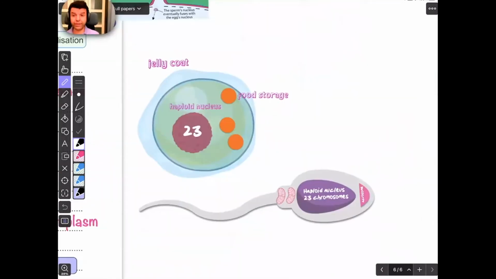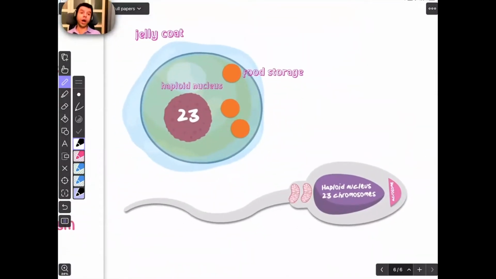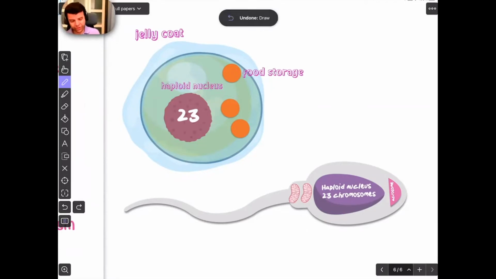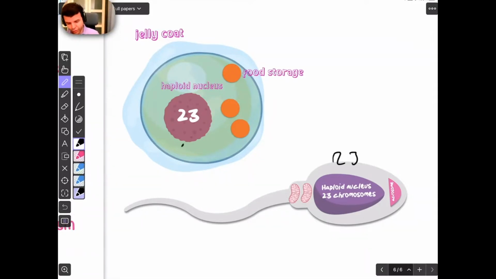So first of all, let's find common things between those two cells. First common feature is the fact that they both have a haploid nucleus. Why is haploid such an important thing to have in gametes? Because when the gametes fuse, you know what's going to happen? You would have diploid. So every generation, if this is 23, this is 23, then the baby will have 46. So every generation will have the same number of chromosomes.